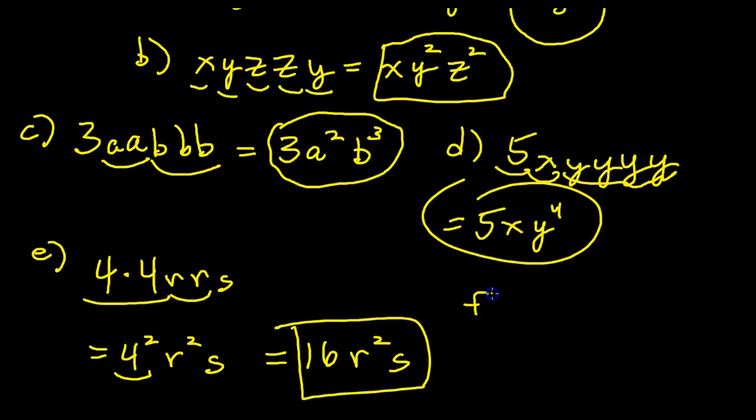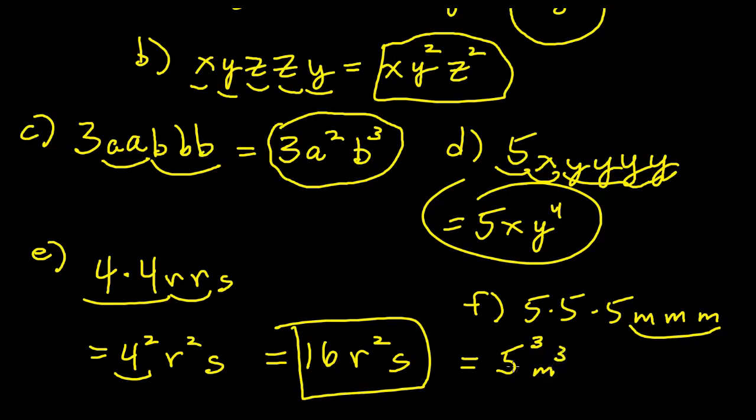And one more in this example. F: 5 times 5 times 5 times m times m times m. Implied multiplications going on there. Well, 5 times 5 times 5 is 5 to the 3rd power. And of course, m times m times m is m to the 3rd power. 5 to the 3rd power, well, that's 5 times 5 is 25, and 25 times 5 is 125. That's a common power of 5 we're going to be memorizing by our homework practice. So I'll call this final answer 125 m cubed.